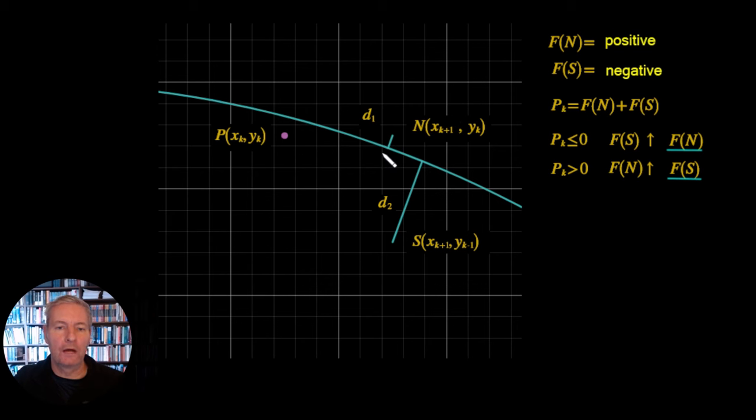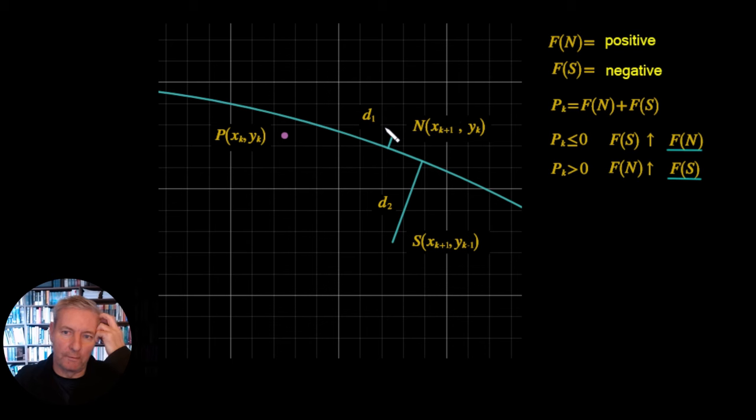Now, whenever we move to the right, we have to make a choice between this north block here and this other block here, which we will call the south block. You can see this is called S, x of k plus 1 comma y of k minus 1. So it's y of k minus 1 because we're going down in the y direction. We have to make a choice between these two, and we know that we choose the one whose centre point is closest to the circle. You can see here that this point here is the centre of this square here, and the distance between this point here to the circle is this little distance, which we can call d1. You can see here that d1 is shorter than the distance d2, so we're going to choose the top block.